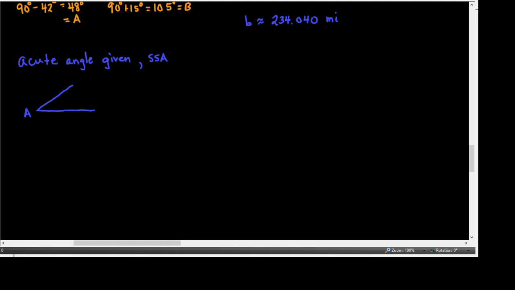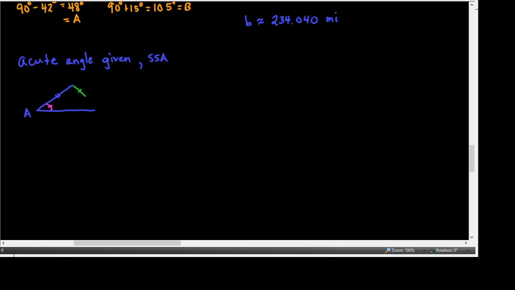And if it's side-side angle, I'm going to assume that one of the sides that's given is this one. That's my first side. And the second one that's given is this one. And the angle that's given is that one. Okay? So that's side-side angle.